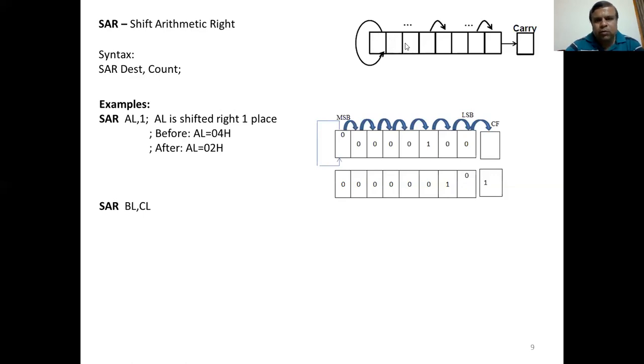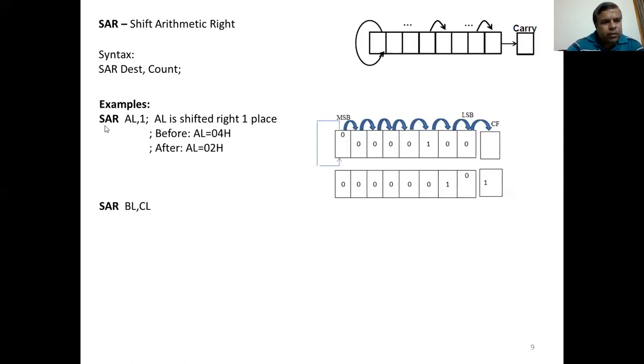If you observe, as the bits are shifted out to the right, a copy of the old MSB is put into the MSB position. I will repeat: as the bits are shifted out, a copy of the old MSB is put into the MSB position. And the LSB bit is shifted into the carry flag.